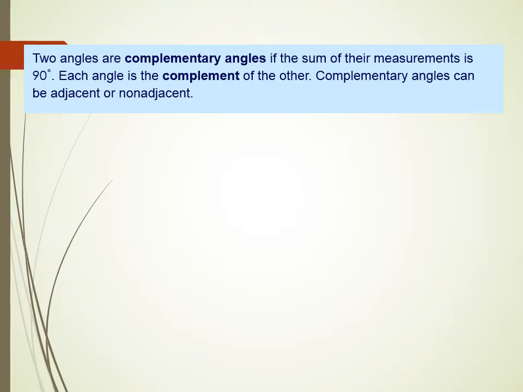Complementary angles. Complementary angles are exactly two angles that add to equal 90 degrees. They don't have to be adjacent. They could be detached from each other, they could be separate. But there's only two, not just one. So a right angle is not complementary. It's two angles that form a right angle or add to equal 90.